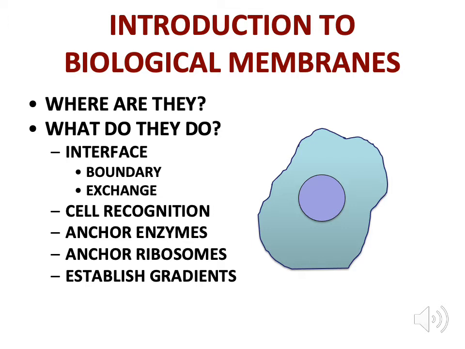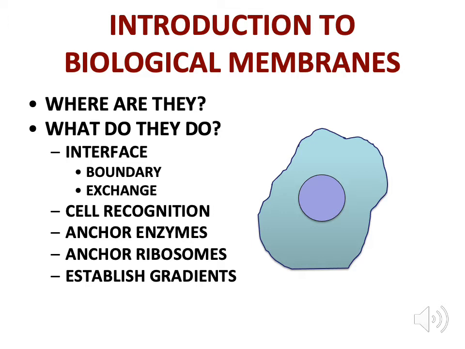So, for example, the cell membrane is a boundary or an interface between the cytoplasm and the environment around the cell. The nuclear membrane is an interface between the nucleoplasm, the content of the nucleus, and the cytoplasm around the nucleus. Even within the mitochondrion, there are membranes that separate the mitochondrion into compartments, and those compartments necessarily need a boundary between them.